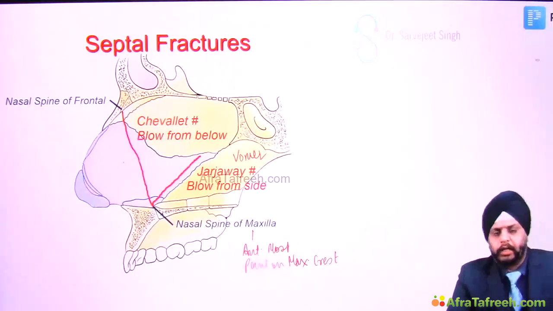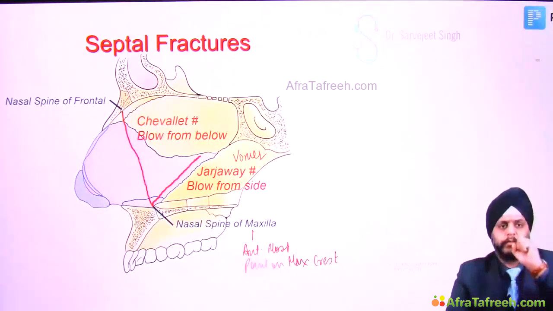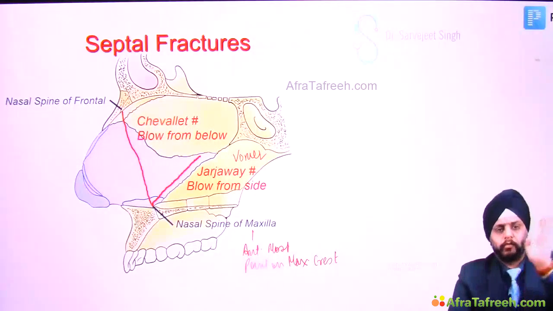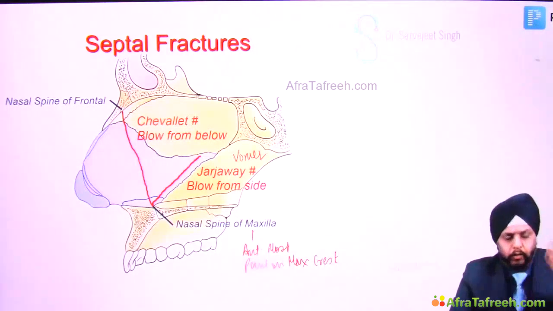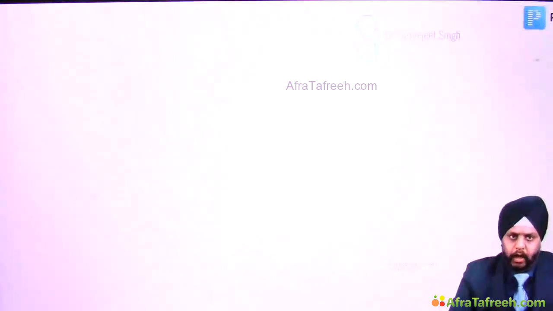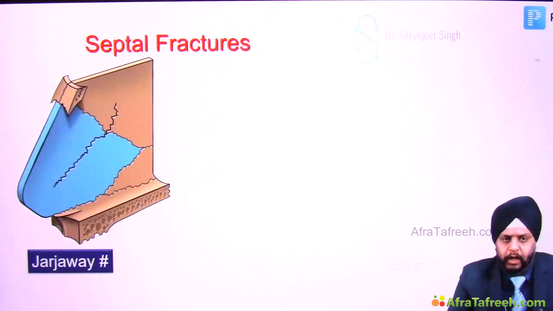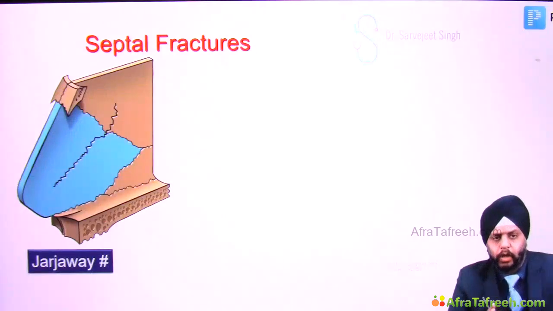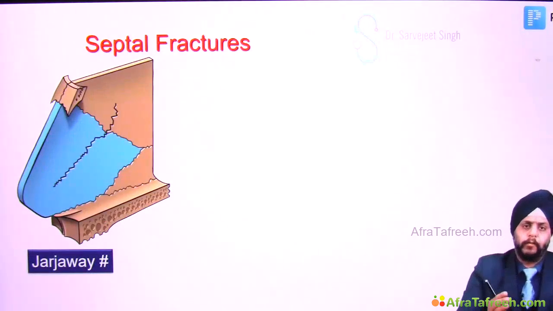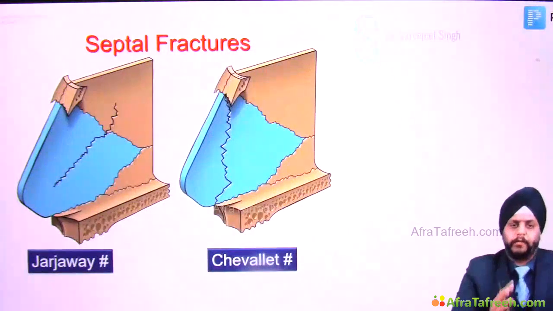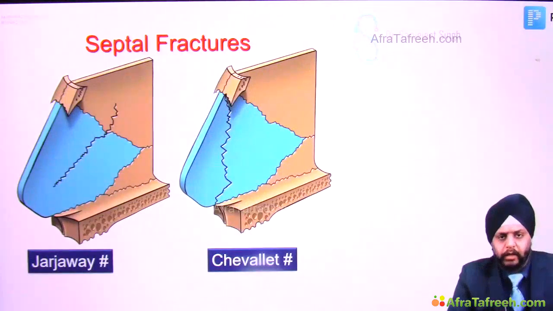So remember, in case of Chevalier fracture, the punch comes from below, all right? The fracture line runs from spine to spine, okay? Spine of maxilla to spine of frontal bone, all right? So there are two types of fracture that we have studied. Number one was the jar-away fracture. The fracture line is parallel to the cartilage vomer junction. The punch usually comes from the side. And the second that we have studied is the Chevalier fracture. The punch comes from below, and this fracture runs from spine of maxilla to spine of frontal bone, right?